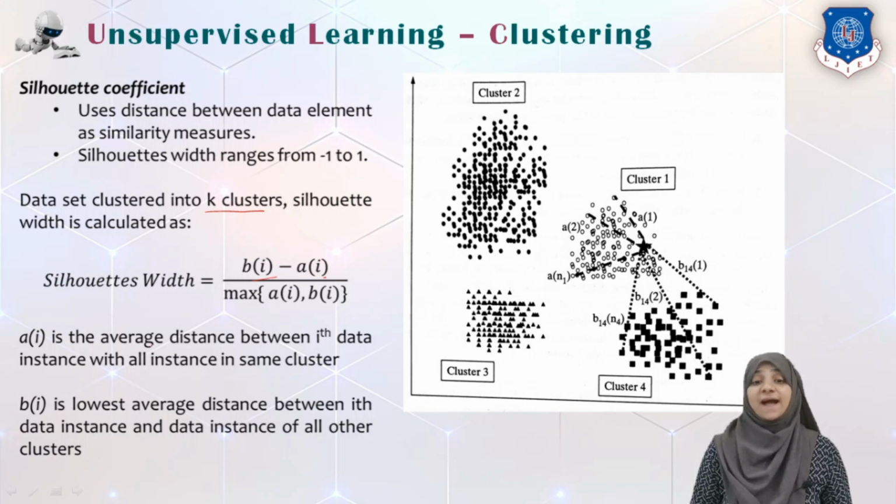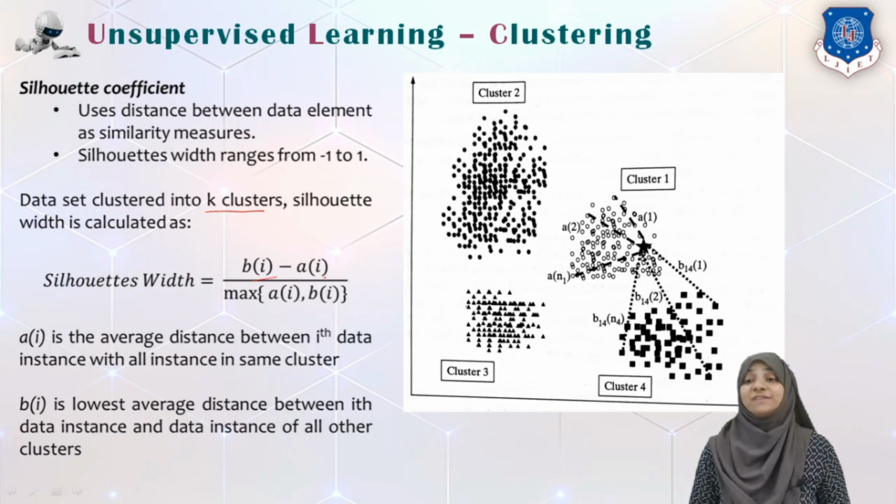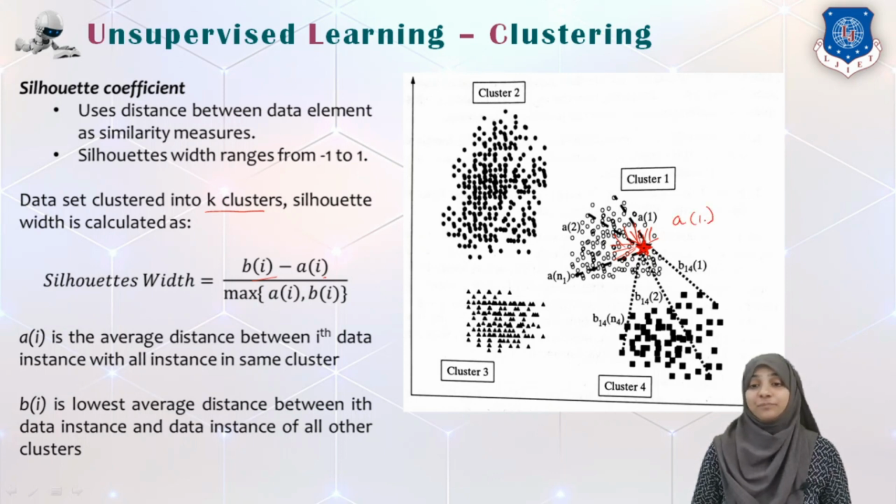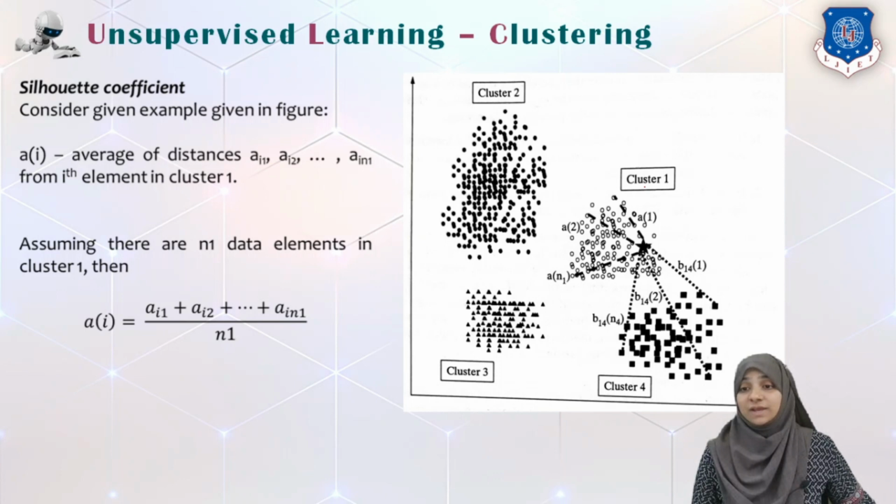a(i) is the average distance between the ith data instance and all other instances in the same cluster. Say for example, if I consider this star as my current instance, I will measure the distance between this particular star and all other samples. Now this distance is measured using a distance measure, that can be Euclidean distance, Manhattan distance or Minkowski distance. It depends on which measure we use. So this distance is calculated and we take an average of all these distances, called a(i). Let us assume we are working in cluster 1.